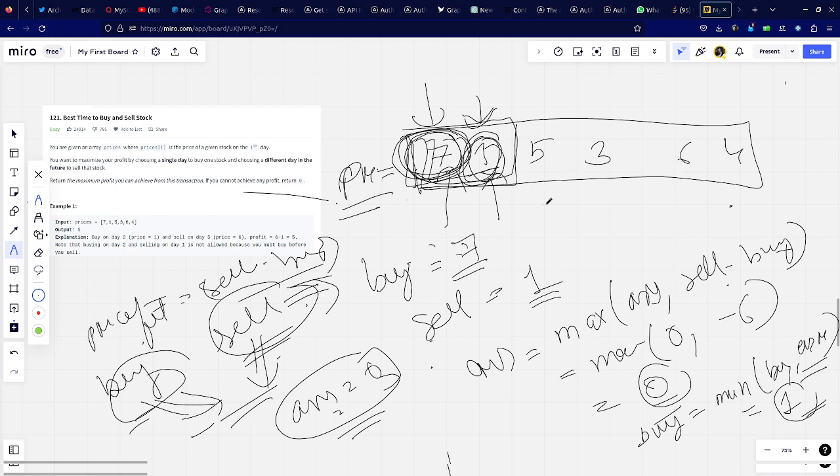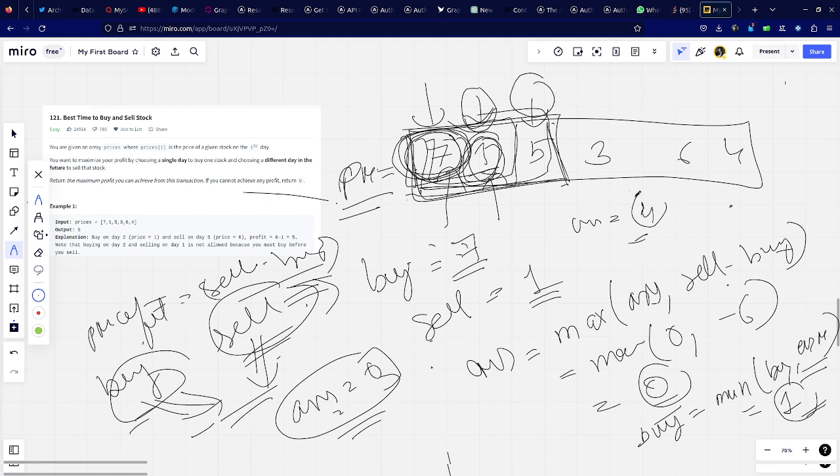Okay, now while going to this index, the answer will be 5 minus buy. So 5 minus 1 will be 4. So max of 0 comma 4 is 4. So when the length is 3, then the most optimal answer is 4, because we can buy at the second index and sell at the third index.